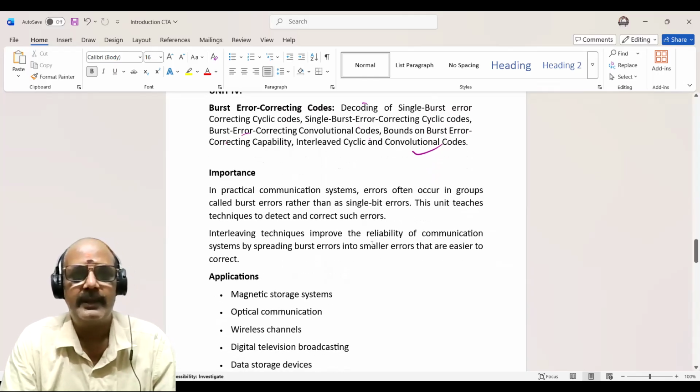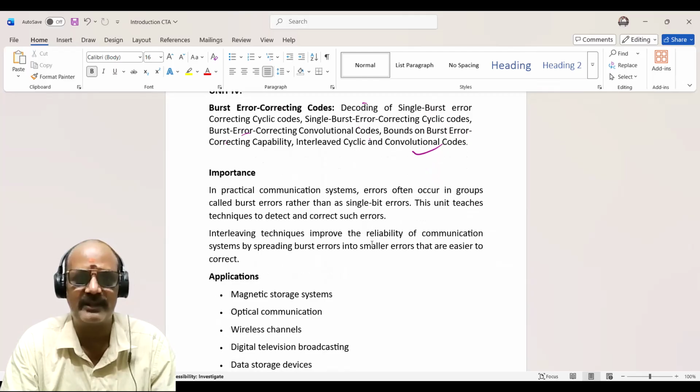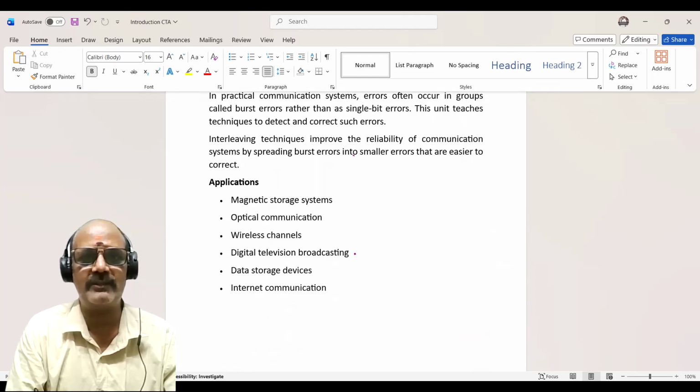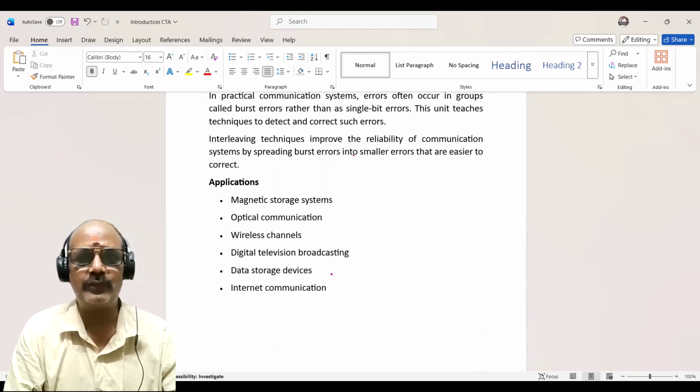Importance: in practical communication systems, errors often occur in groups called burst errors rather than single bit errors. This unit teaches techniques to detect and correct such burst errors. Interleaving techniques improve the reliability of communication systems by spreading burst errors into smaller errors that are easier to correct. Applications: magnetic storage systems, optical communications, wireless channels, digital television broadcasting, data storage devices, and internet communications.